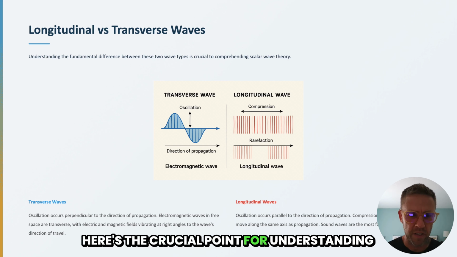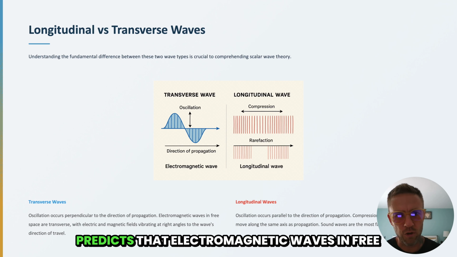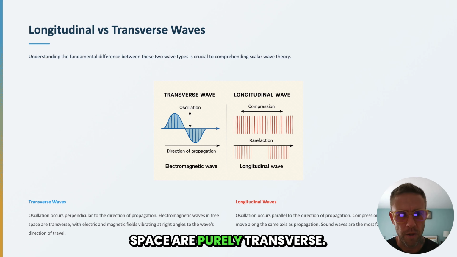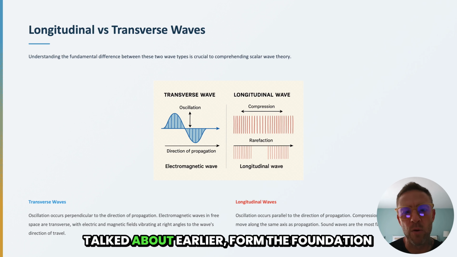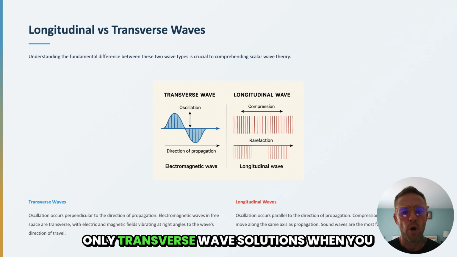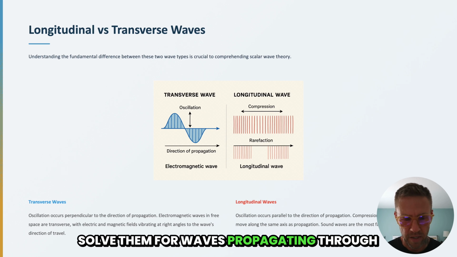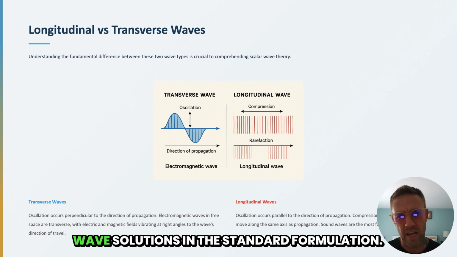Here's the crucial point for understanding scalar waves. Conventional electromagnetic theory predicts that electromagnetic waves in free space are purely transverse. The Maxwell-Heaviside equations, which we talked about earlier, form the foundation of all electromagnetic theory, yet produce only transverse wave solutions when you solve them for waves propagating through empty space. There are no longitudinal electromagnetic wave solutions in the standard formulation.